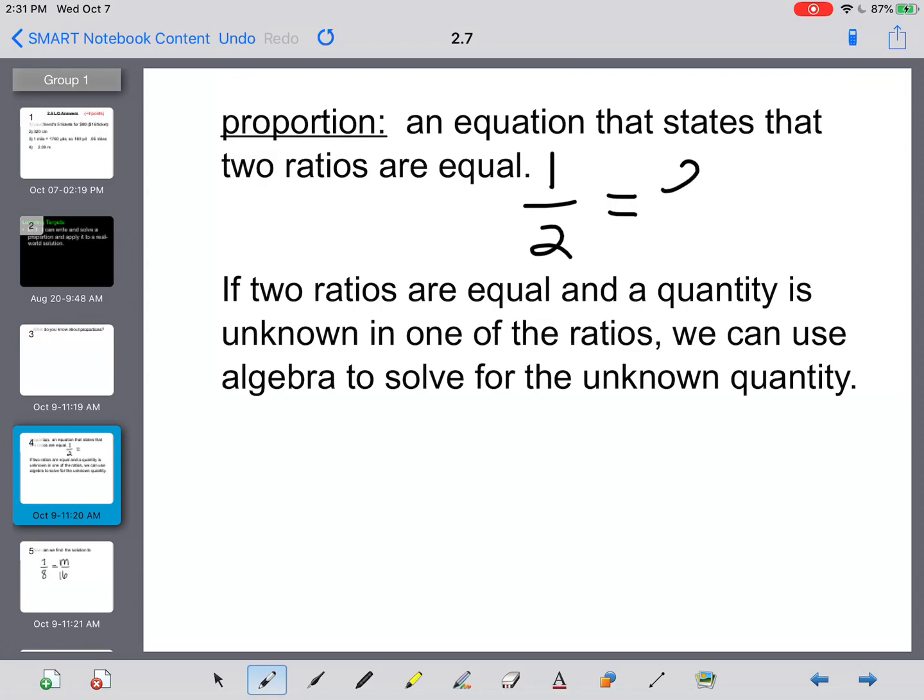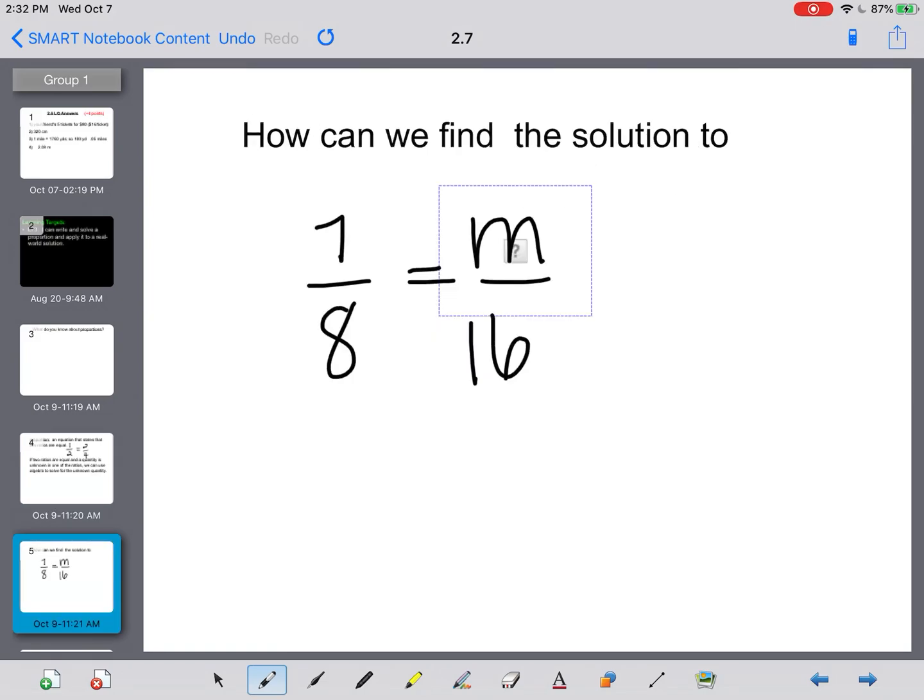If you remember, equation means it has an equal sign, and ratios look like fractions, so this is an example of a proportion. It shows me that 1/2 is equal to 2/4. If two ratios are equal and a quantity is unknown in one of those ratios, we can use this proportion to solve for that unknown, which is what we're going to be doing.